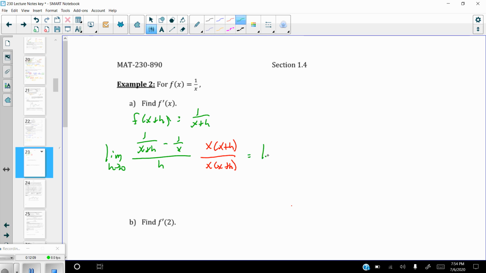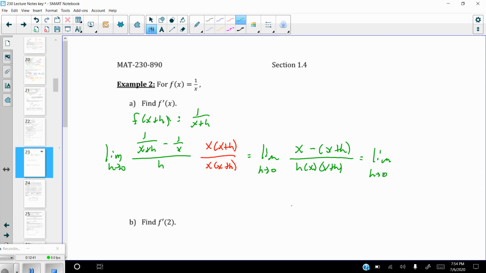So then we're going to get the limit as h approaches 0. Multiplying the x times x plus h times each one of the numerators is going to give me x minus parentheses x plus h all over h times x plus h. Still cannot evaluate the limit because I've got to get rid of that h in the denominator. In order to do that, I can simplify the numerator.